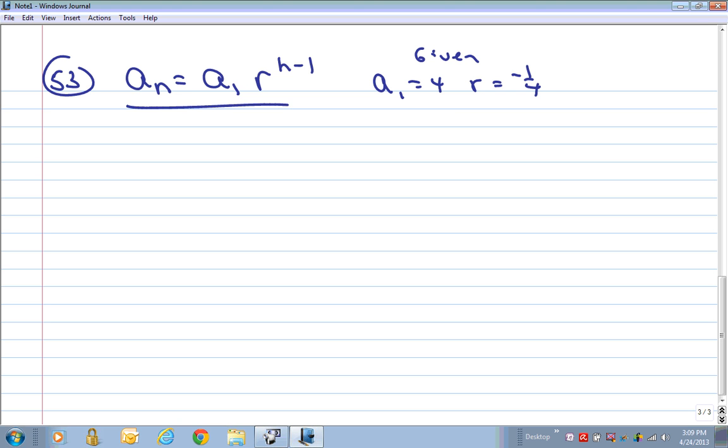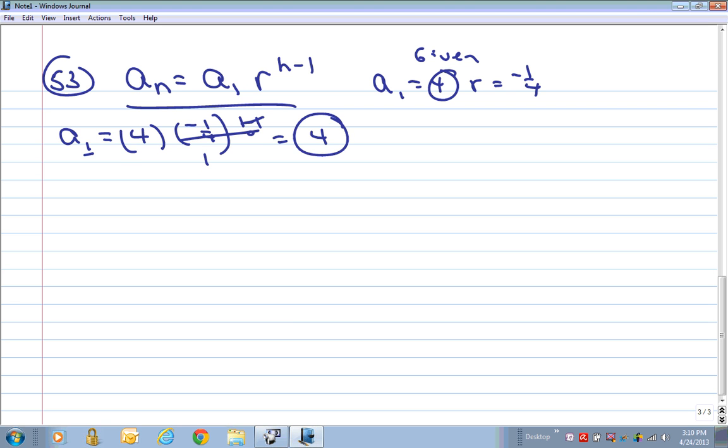So we're going to use this formula. Instead of a sub n, we're going to find a sub 1. The value of a sub 1 is 4. The ratio is negative 1/4. And we're going to raise that to the n, and now n is 1, minus 1 power. 1 minus 1 becomes a 0. Anything to the 0 power is 1, so this whole thing becomes a 1. 1 times 4 is 4, and that is your first term.